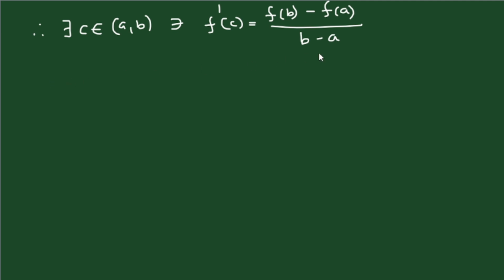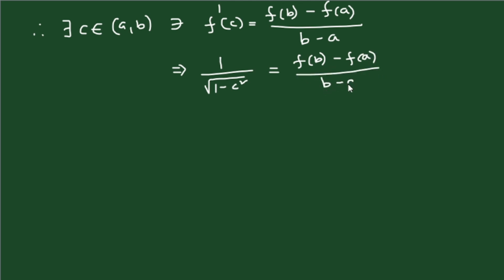So here, what is f dash C? f dash C is 1 by square root of 1 minus C square. This is f dash C, and this is equal to f(b) minus f(a) by b minus a. So wherever you have 1 by square root of 1 minus C square, you can replace that by this quantity.